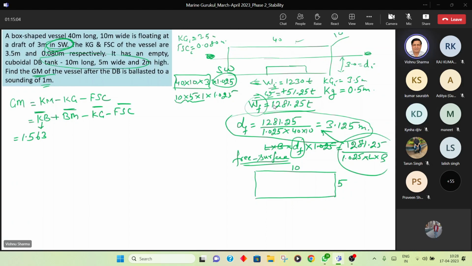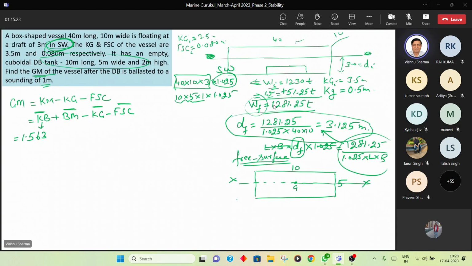Next, I have to identify the geometric center of this free surface. That will be here. Then I have to draw a horizontal axis through it. I mark this axis as XX, as we have always been doing in such cases.